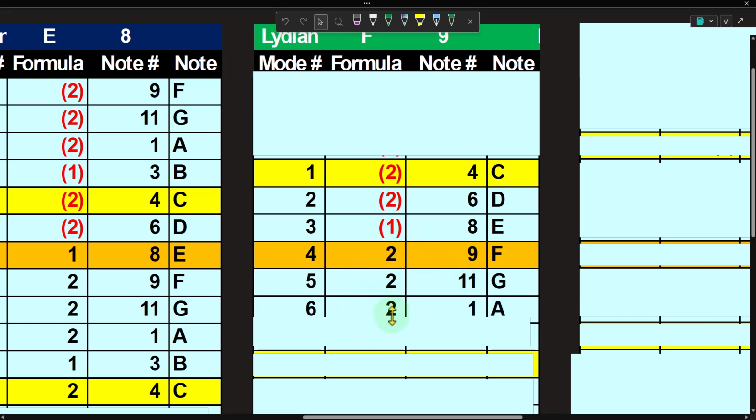11 plus 2 gets us to 1 because it's 12 and then 1. 1 plus 2 is going to get us to 3, and then 3 plus 2 is going to get us to 4. So if I went from the 4-1 modal range, what's the distance? 2 plus 2 plus 2 plus 1. So it's going to be 2, 4, 6, 7. It's a 7 note away.